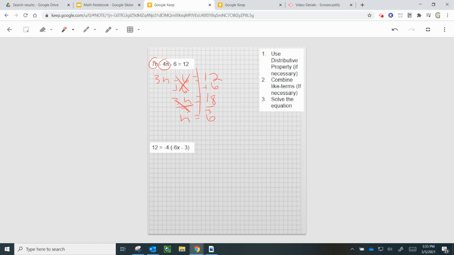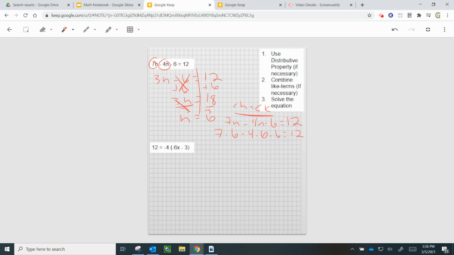But of course, I'm going to check it and make sure. So I'll kind of do the check over here. And I'm going to go back and do it in the original problem, just in case I combined my like terms wrong so that I can see it there. So we had 7n minus 4n minus 6 equals 12. So 7 times 6, 6 was what n was, right? Minus 4 times 6, 6 was what n was. Minus 6 equals 12.